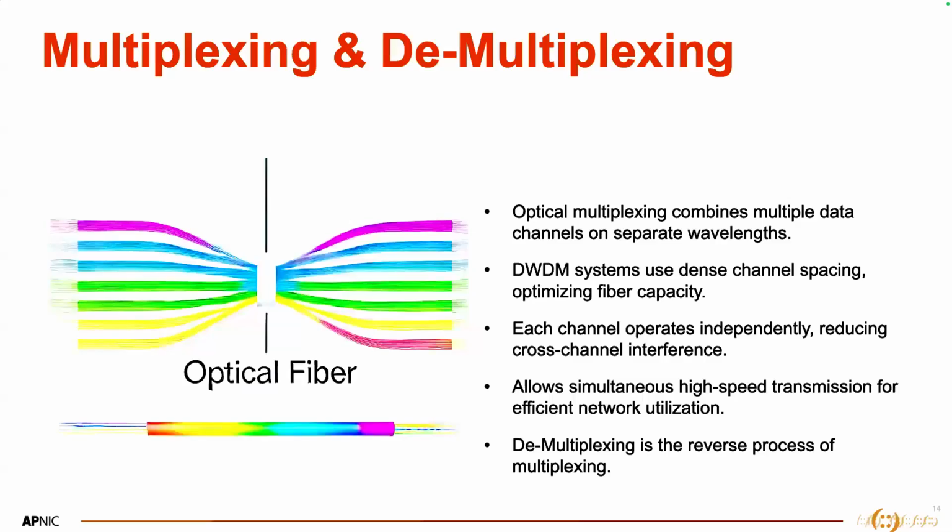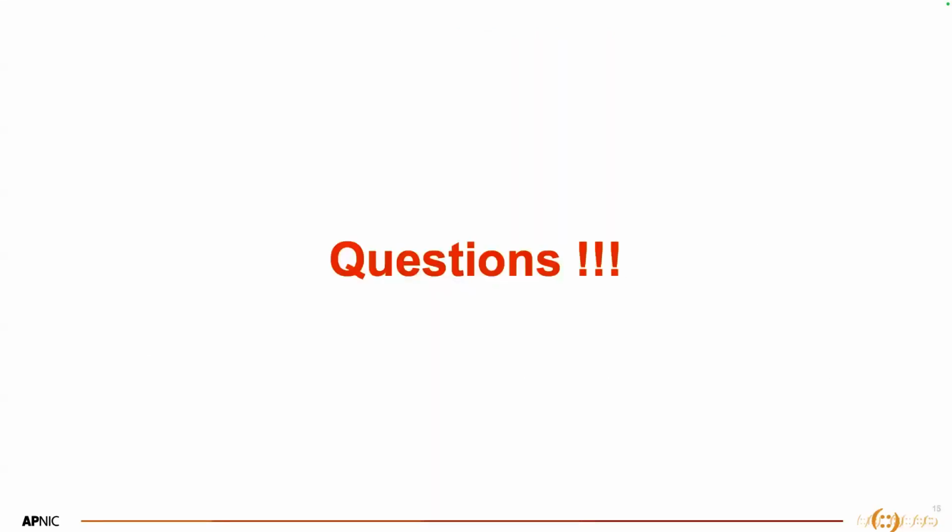This is the mechanism which allows highly efficient, high speed, high volume transmission from one point to another. This is the idea which is basically used in DWDM, right? So these are some basic characteristics or behaviors of light.